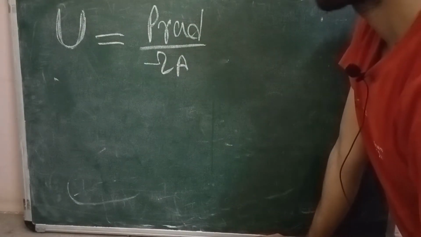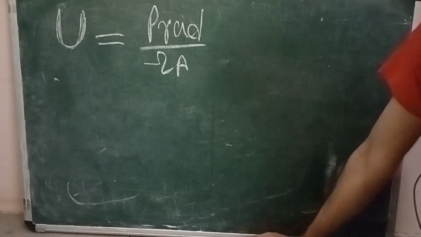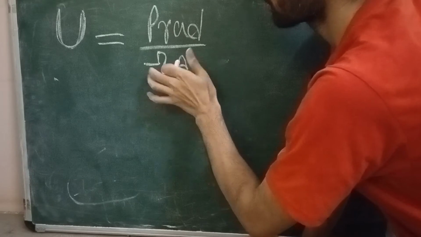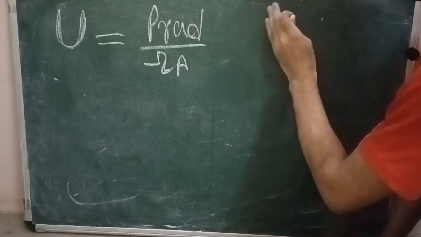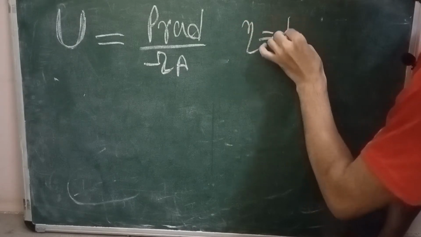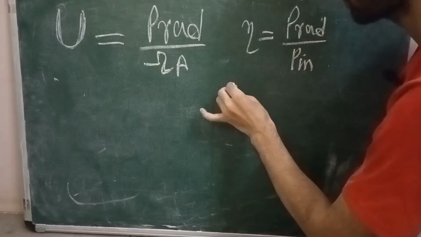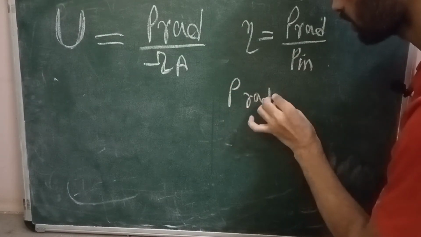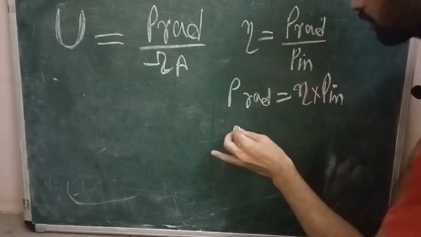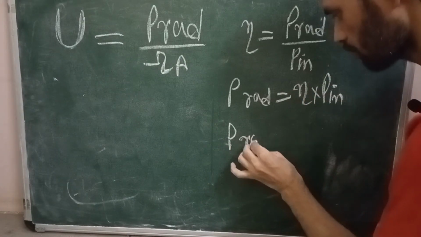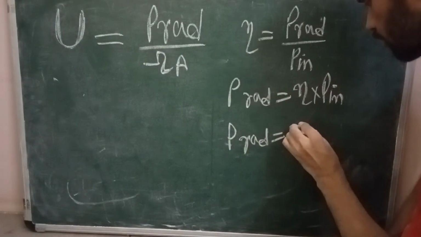You can also write P average by solid angle. Now, how much is P radiation? As we know, the relation for efficiency is η equal to P radiation divided by P in. So P radiation is equal to η into P input power, and the efficiency is given as 0.75.